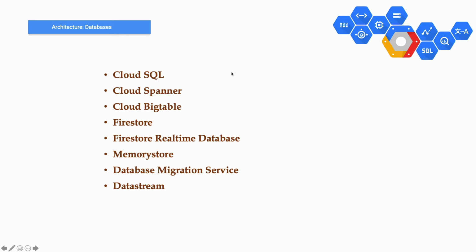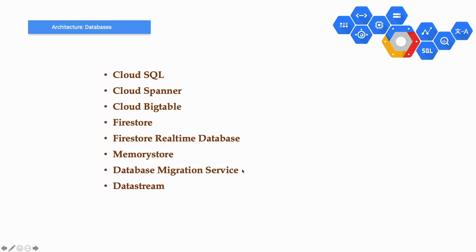Cloud Bigtable, it's again a cloud native but wide column database for really large scale and low latency workloads. Then Firestore, which is a document database for building rich mobile, web, or IoT kind of apps. Firestore real time database, it's a NoSQL database for storing and syncing data in real time. Memorystore, it's an in memory database for managed Redis and Memcached.